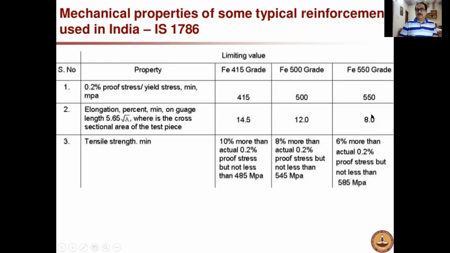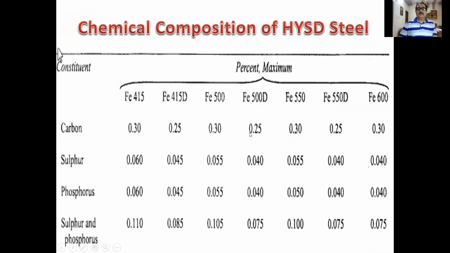That means because of the high content of carbon in the higher grades, the value of percentage elongation goes on decreasing. Mild steel is having Fe250 strength, but it is having a percentage elongation in the range of 20 to 22. So it is having the highest ductility, but as we go for HYSD bars, depending upon the grades, the values of the percentage elongation go on decreasing.